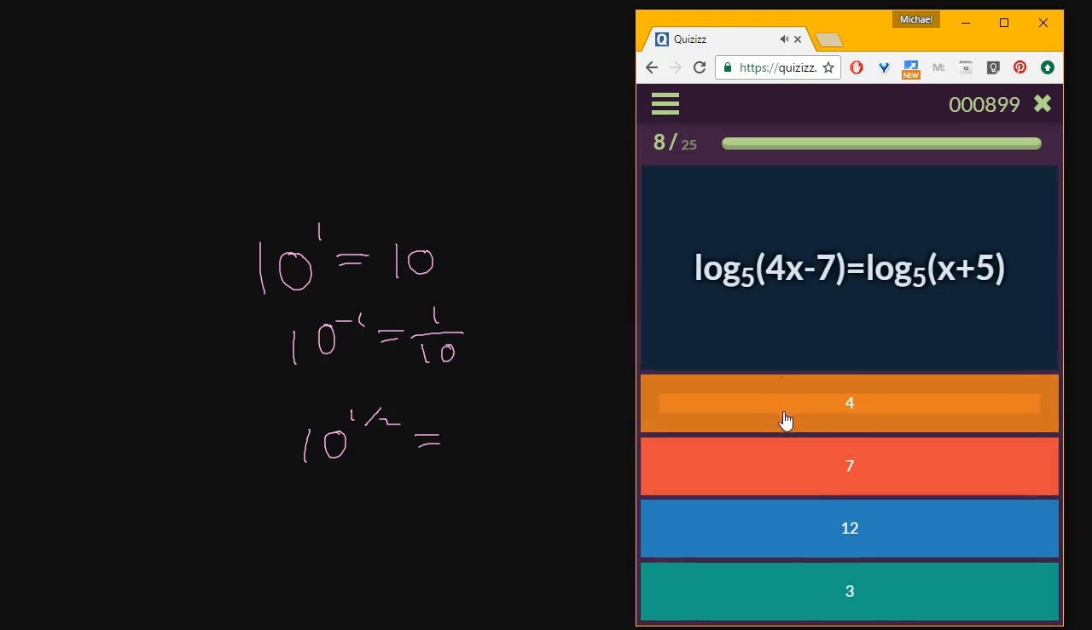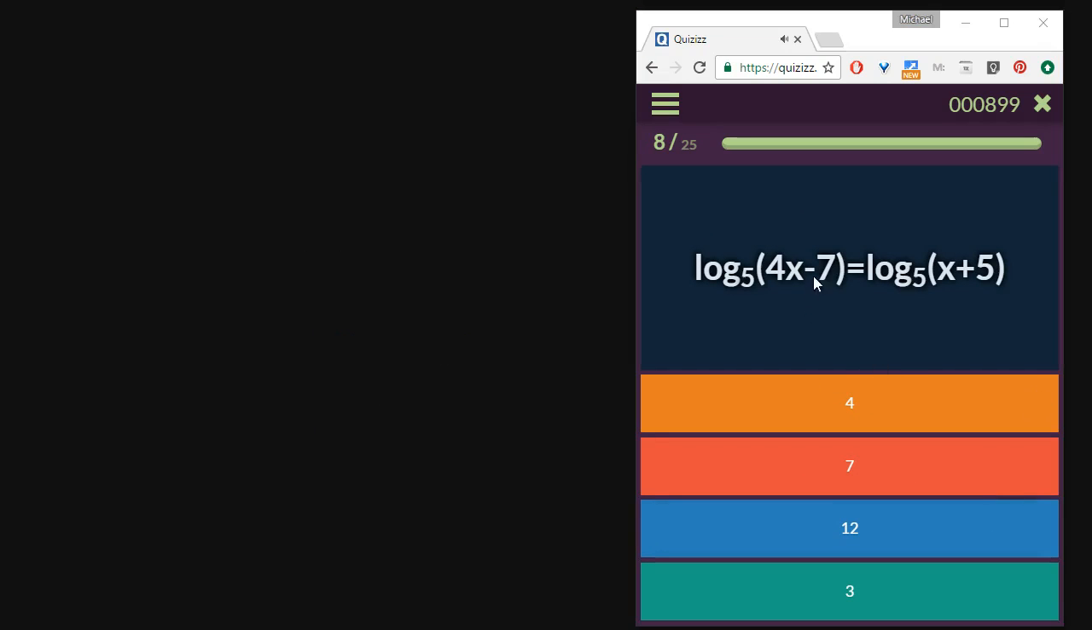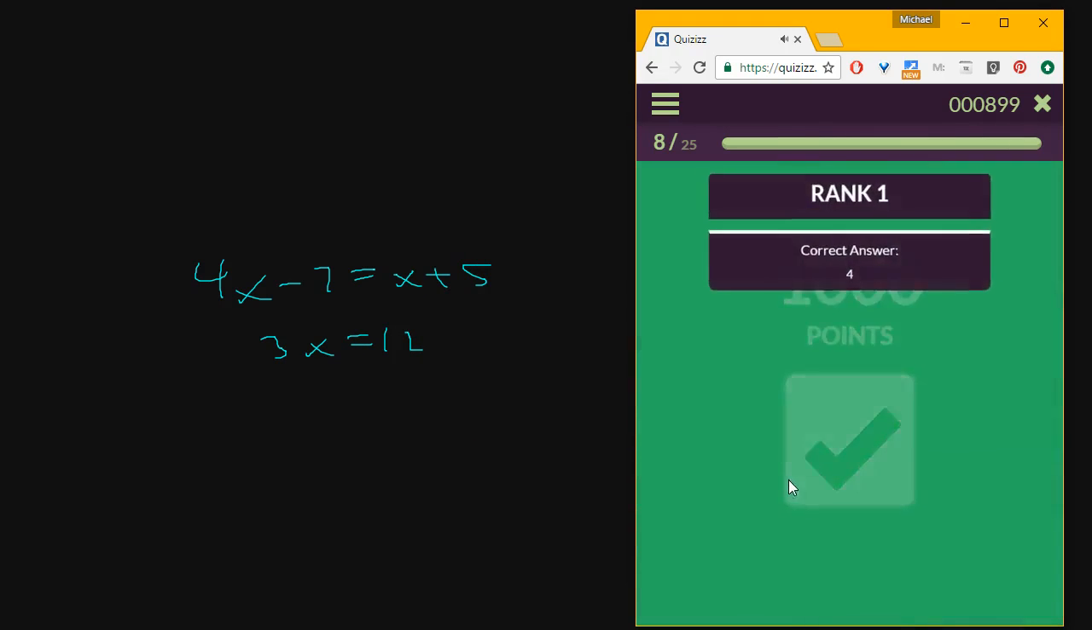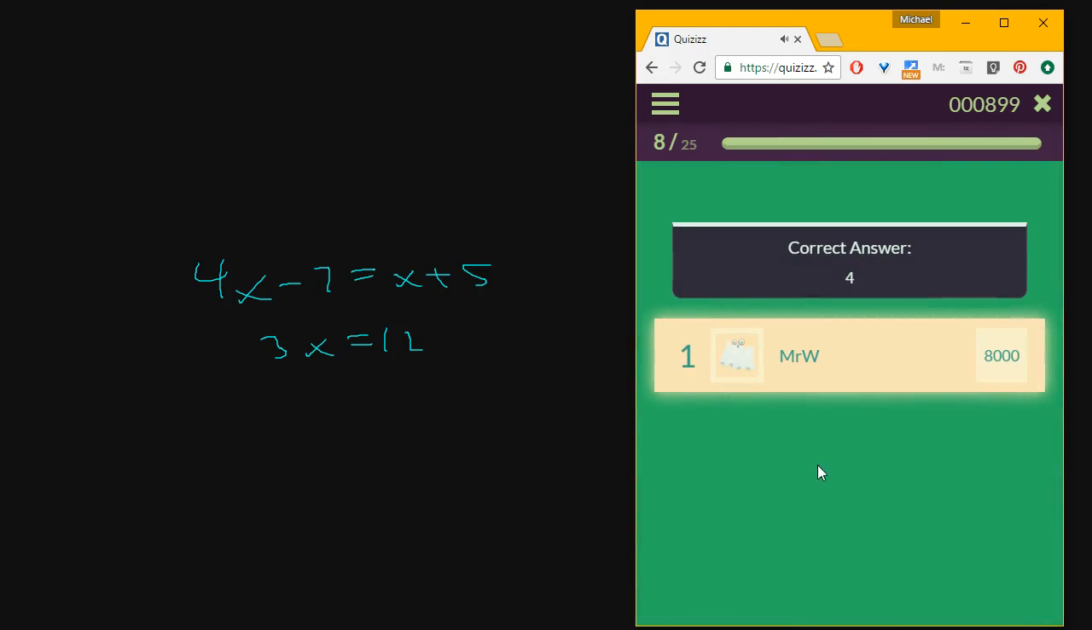Yay! Okay, we saw a problem like this a minute ago. We use the property of equality of logs. If we have log of this and it equals log of that, then this must equal that. Only true if these bases are the same. In this case, the bases are the same, so we can write it out. It's going to be 4x minus 7 equals x plus 5. And so 3x equals 12, so x equals 4. Yeah! Rocking the house.